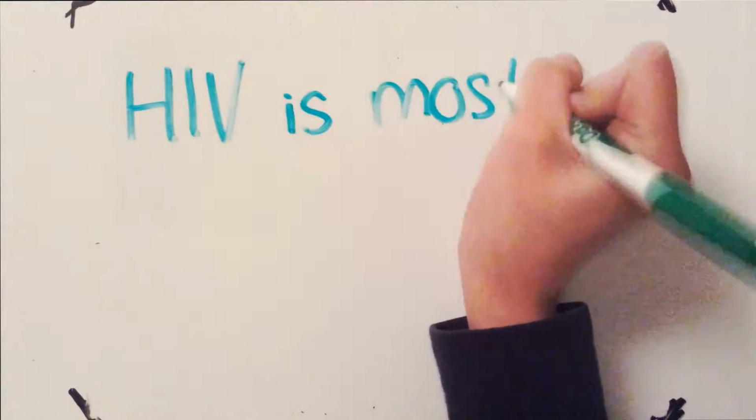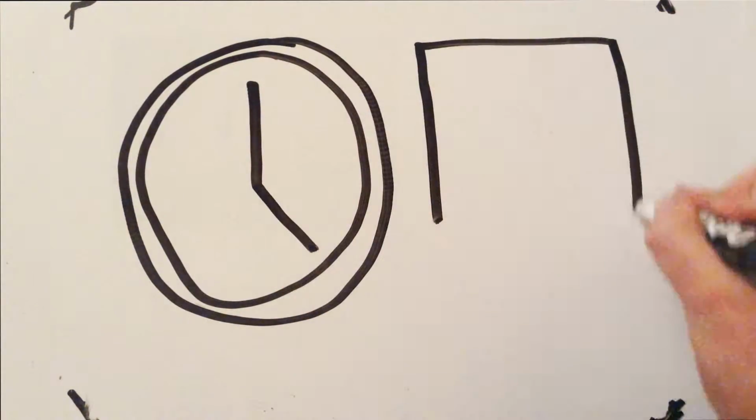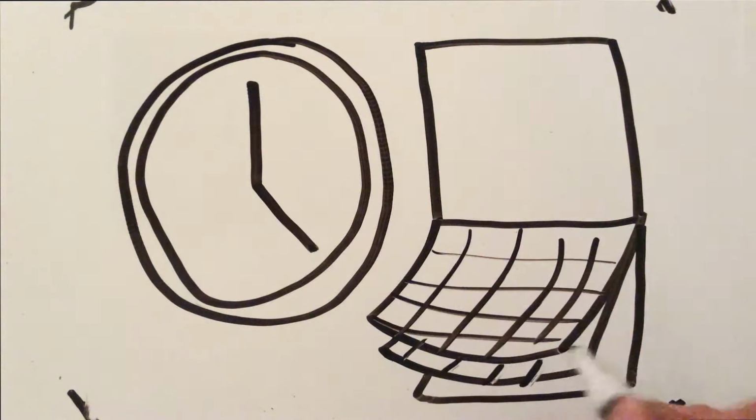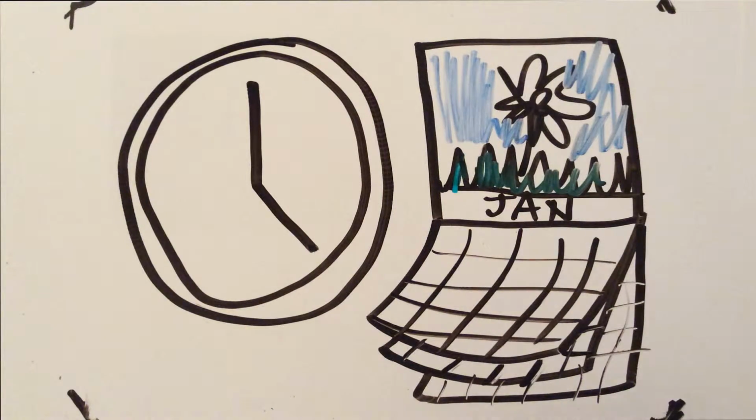HIV is most contagious in the first 2 to 4 weeks after being infected. After that period, it may take years for symptoms to show again, and in some cases, there can be no signs of symptoms for up to 10 years.